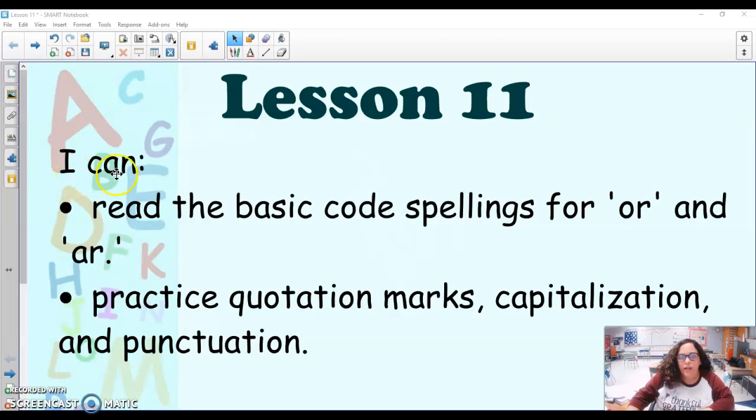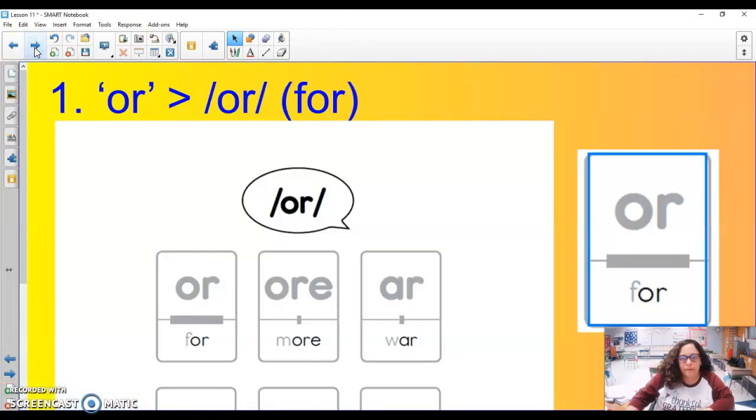Ready? I can read the basic code spelling for OR and AR. I can practice quotation marks, capitalization, and punctuation. So last time we went over the ER sound, and now we're going to go over OR.